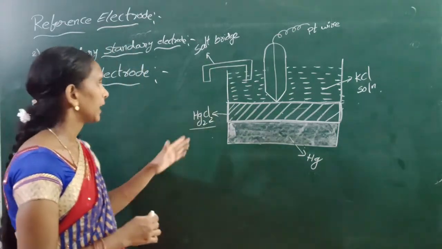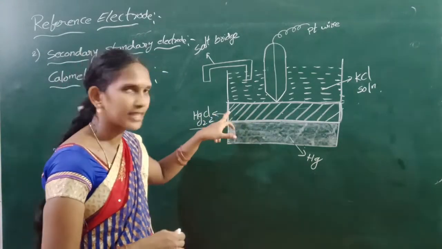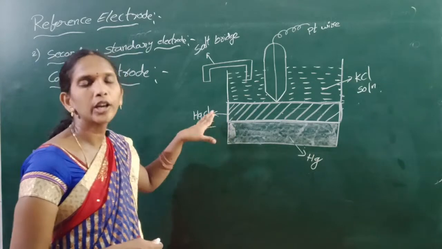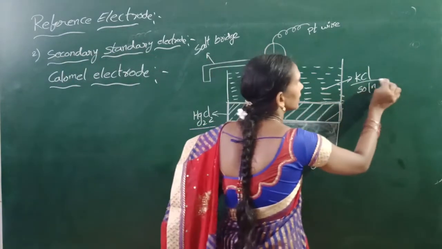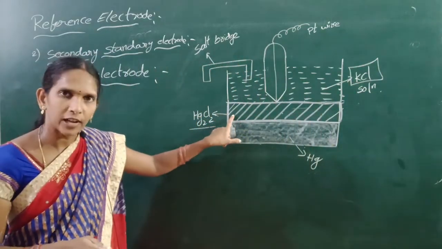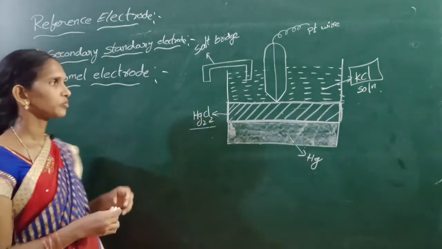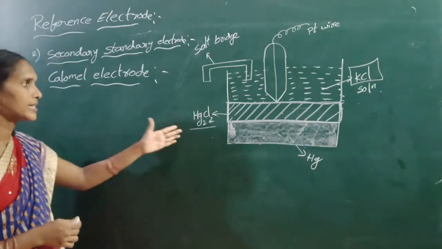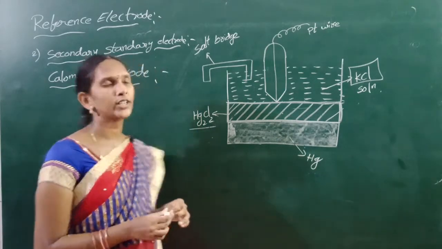Now, in this electrode, the potential depends upon the standard KCl solution. In this case, both the anodic reaction and the cathodic reaction take place.